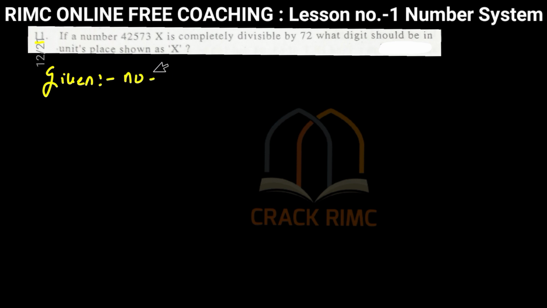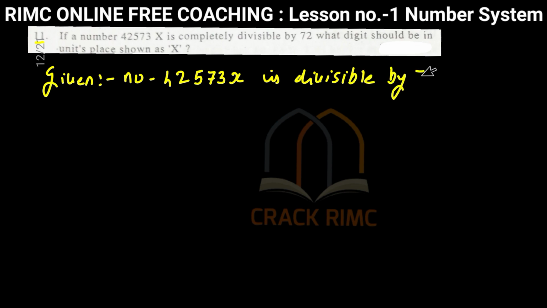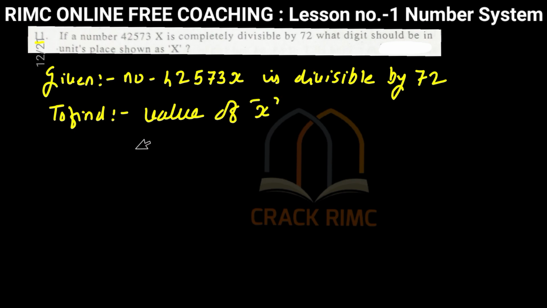number 42573x is divisible by 72. To find the value of x. Solution.